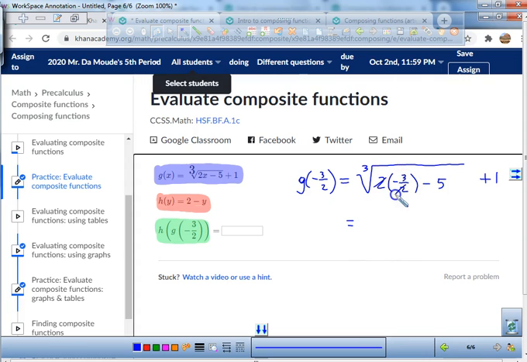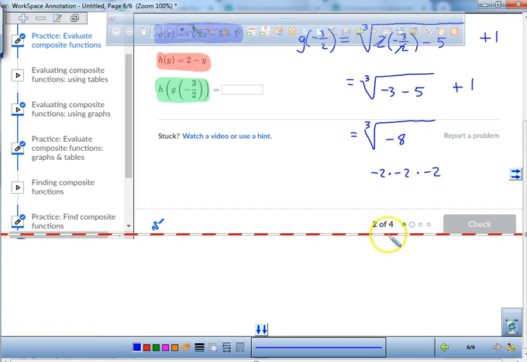These 2's are going to cancel each other out, so I'm going to be left with a negative 3 minus a 5 plus a 1. Ooh, I like it. So negative 3 minus 5 is negative 8. But what is the cubic root of a negative 8? Well, hopefully you know that negative 2 times a negative 2 times a negative 2 is negative 8. So ultimately, the cubic root of negative 8 is just negative 2.